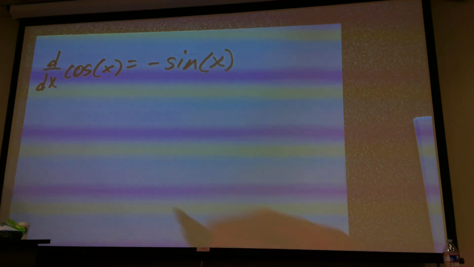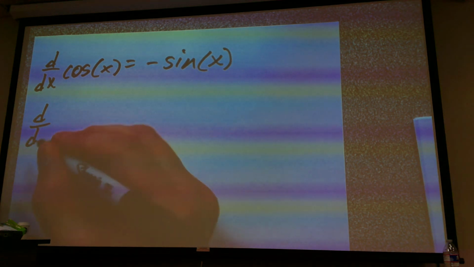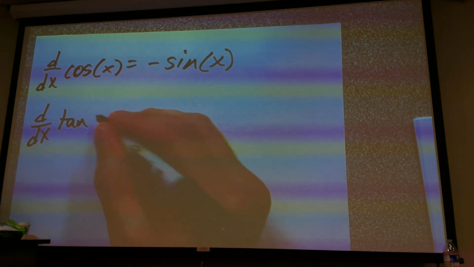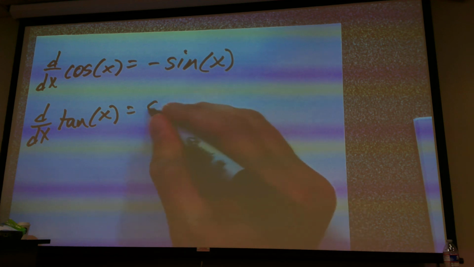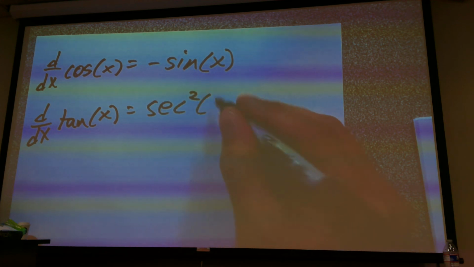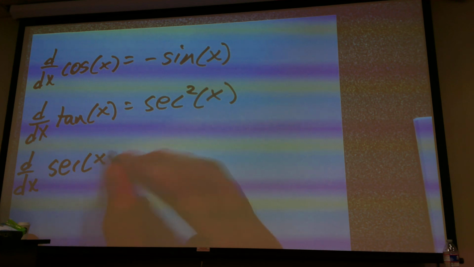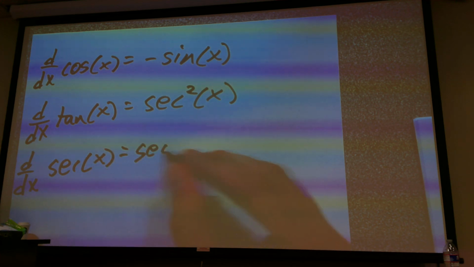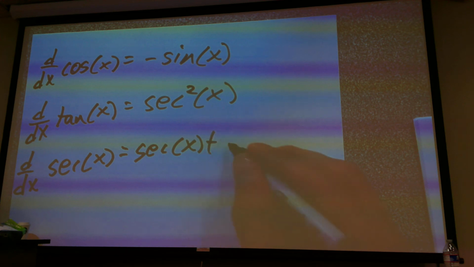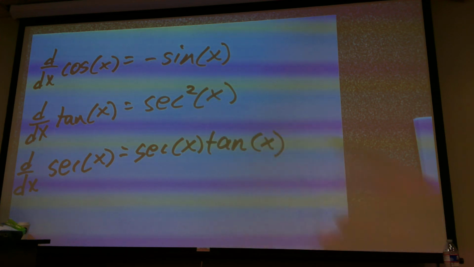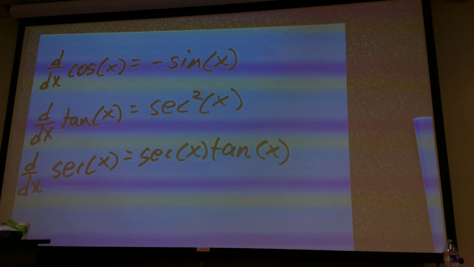So, the derivative of tangent of x is going to equal secant squared of x, and the derivative of secant of x is going to equal secant x tangent x. All right. So these are the two rules you need to know when dealing with derivatives of all of these functions.